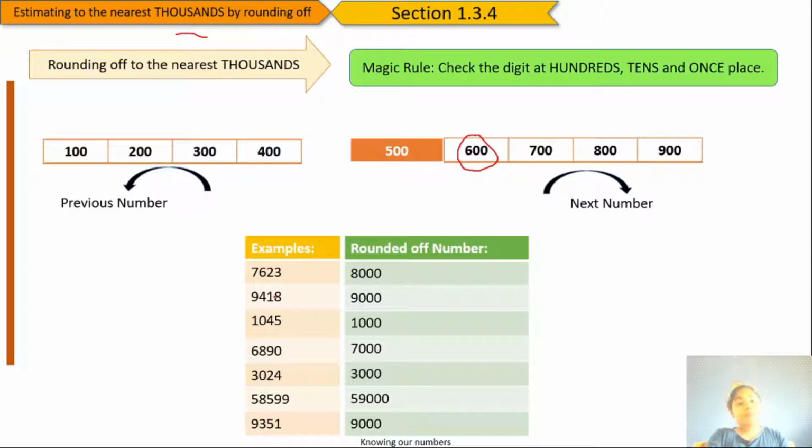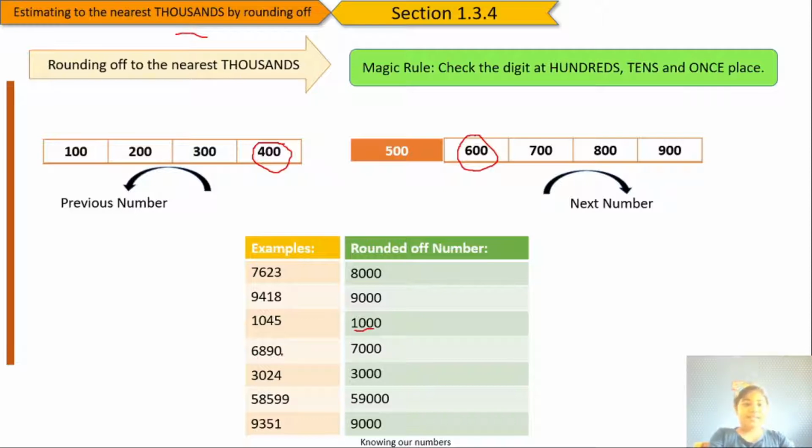Next we have 9,480, which will be rounded off to 9,000. Why? Because this is in the 400 range, which gets changed or rounded off to its previous number. Next we have 1,045, which will be rounded off to 1,000.